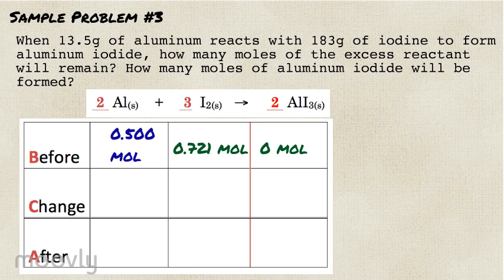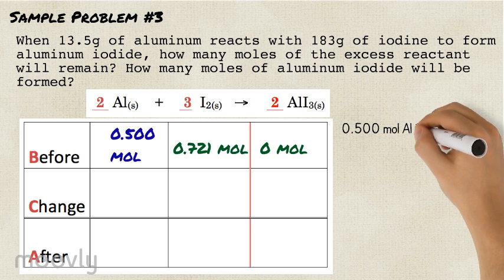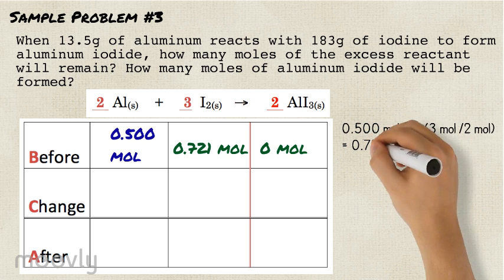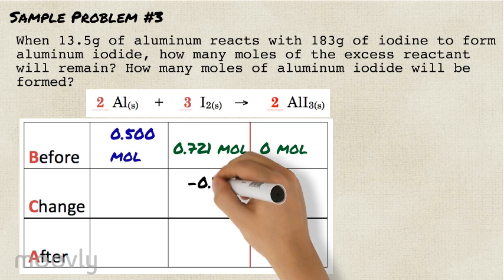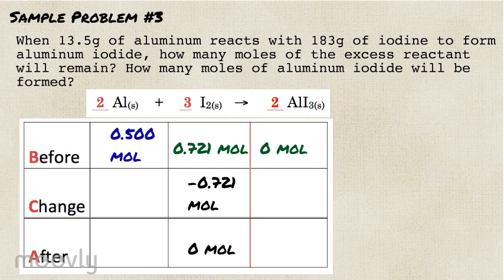For example, to completely consume aluminum, we would need more iodine, specifically 3/2 as much, where 3/2 is the proportion. This gives us 0.75 moles of iodine. Unfortunately, we only start with 0.721 moles, so we do not have enough. Iodine will run out before aluminum is completely used up.